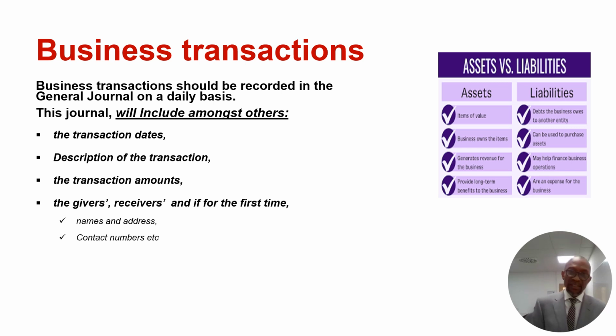In business transactions, at least two parties will be involved. One will be giving and the other receiving. So the giver is credited for the value of the transaction, while the receiver is debited with the same amount. This is the essence, or the idea, of the double entry principle. So watch out for this in my future tutorial.